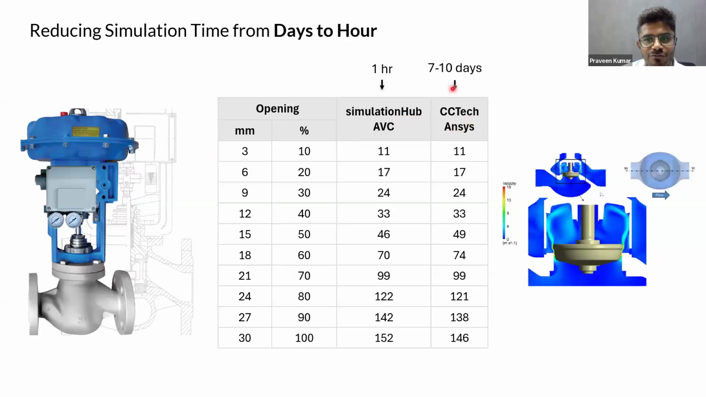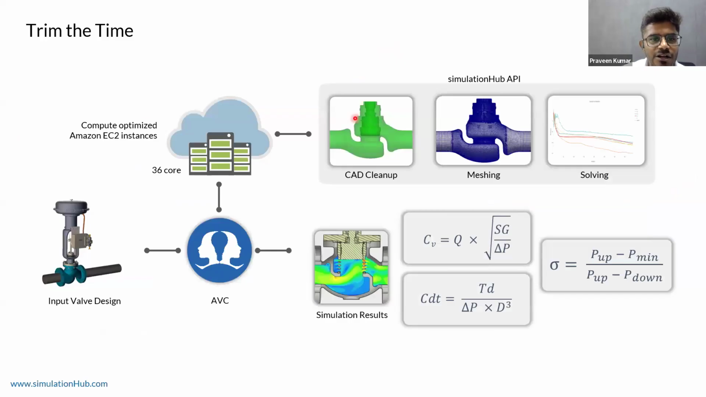So for a globe control valve with cage, it took almost 7 weeks to come up with the complete results, and the same case we are able to do within an hour using AVC. So how is that possible? What happens behind the scenes? How did we trim the time?